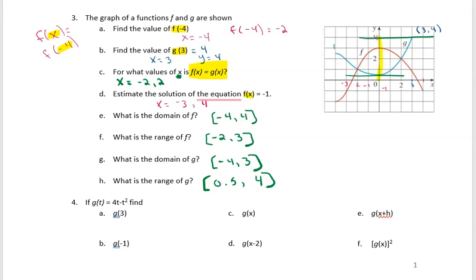In question 4 here, we're given an equation. We have G of t equals 4t minus t squared. This time, instead of looking at the graph, we are going to be using our equation. So G of 3, well, it was G of t, and now I have G of 3, which means t is equal to 3. So that means we need to rewrite what we have, but take out the t's and put in 3 instead.